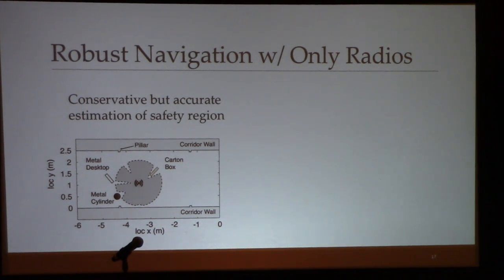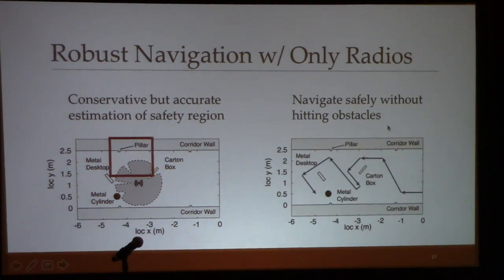And here is a snapshot of the narrow corridor, which is just 2.5 meters wide. The device is surrounded by multiple objects. Although the estimation is conservative, the safety region can accurately capture the impact of different objects, even the 5 centimeter wide pillar on the wall. So with this accurate estimation, the device can navigate around without hitting things. The right figure shows the navigation path for the device to find the metal cylinder.